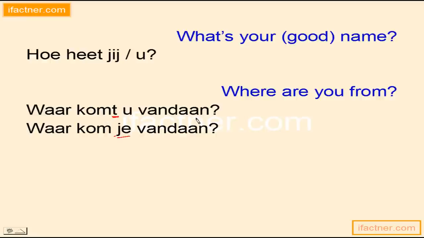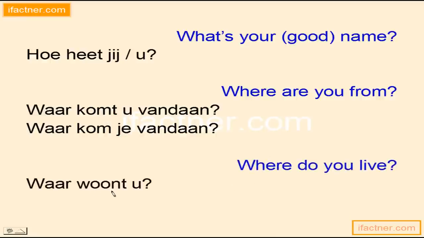Waar komt u vandaan? Where are you from? Where do you live? Waar woont u? Waar is where. Waar woon je? Waar woont u? Where do you live? So it's formal and it's informal.